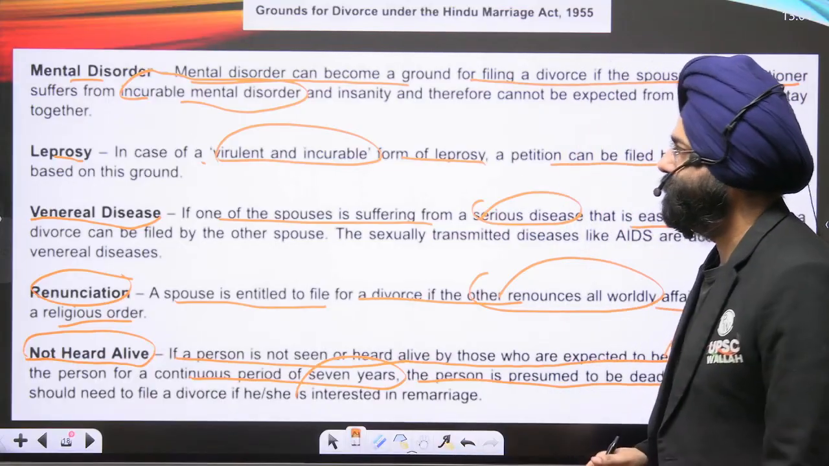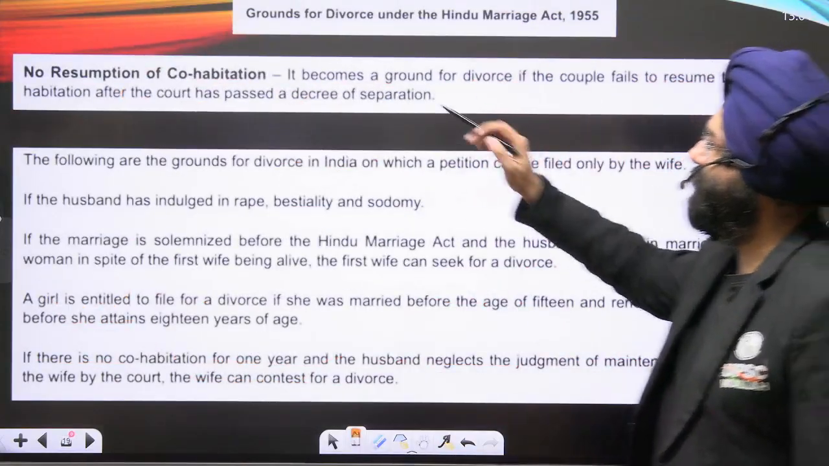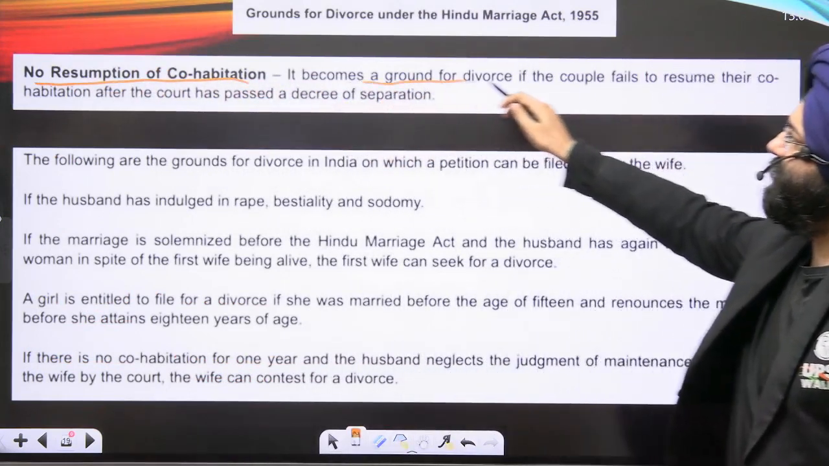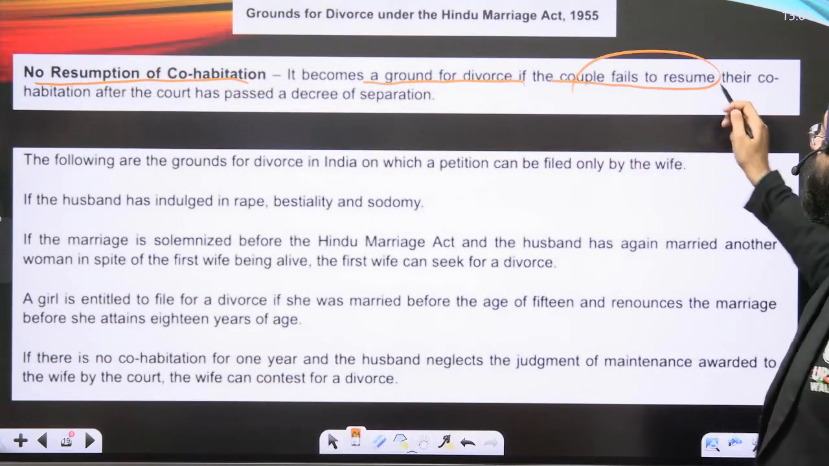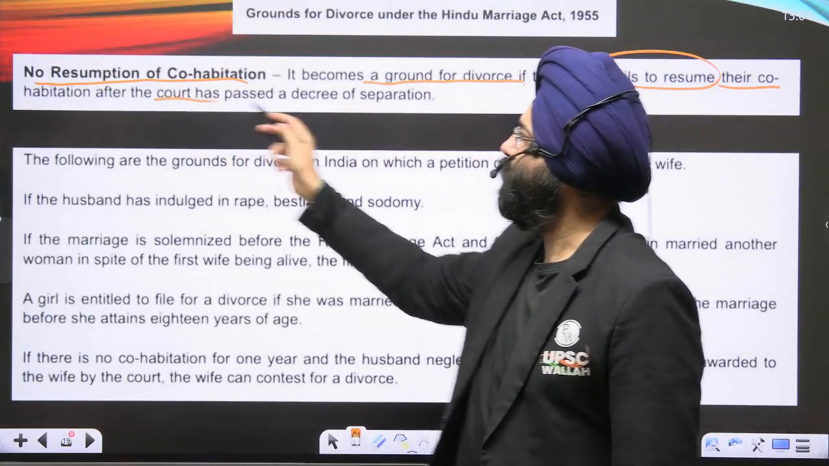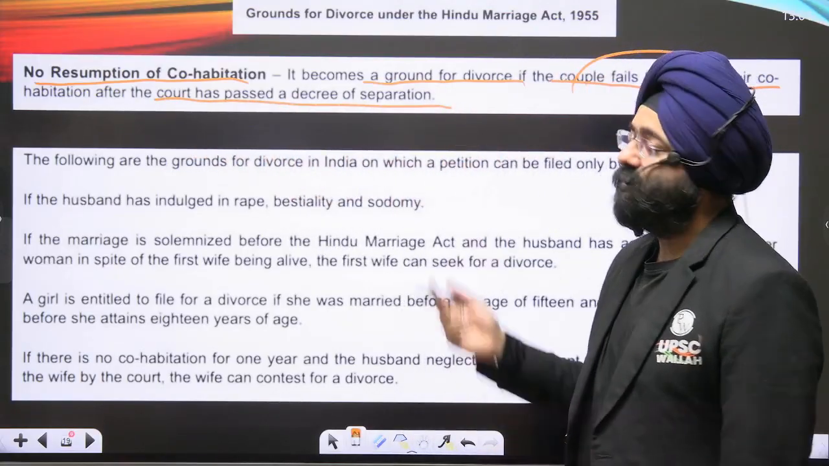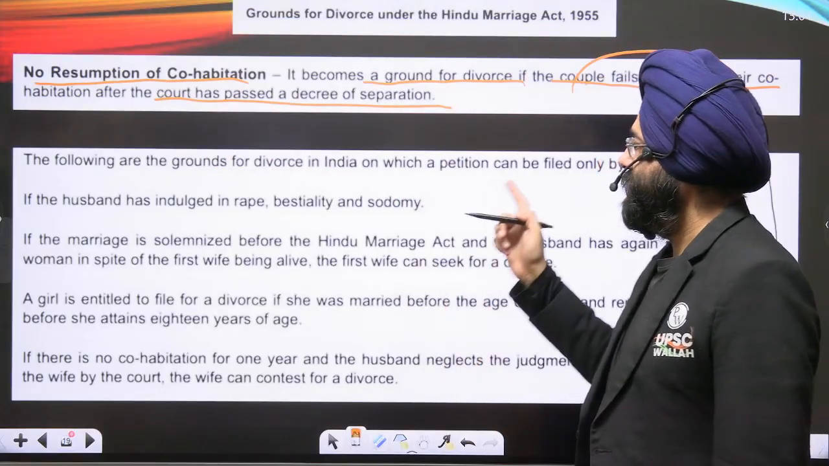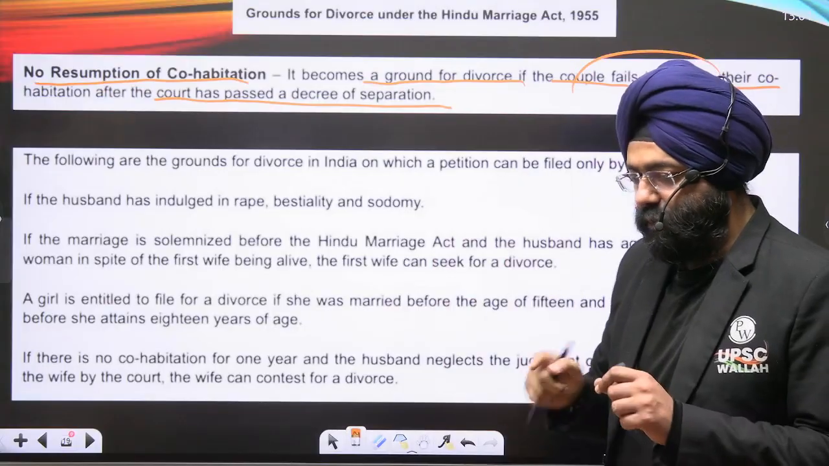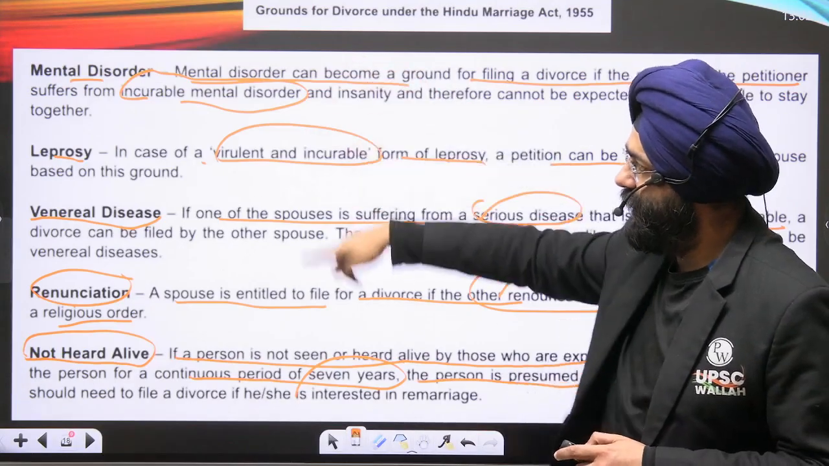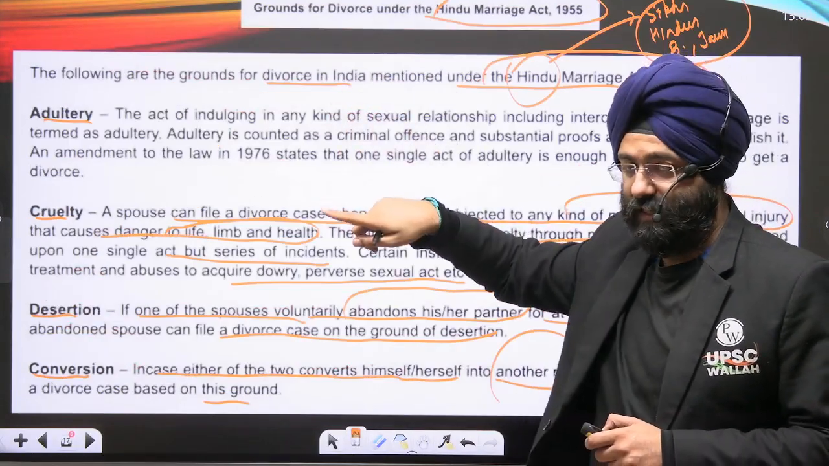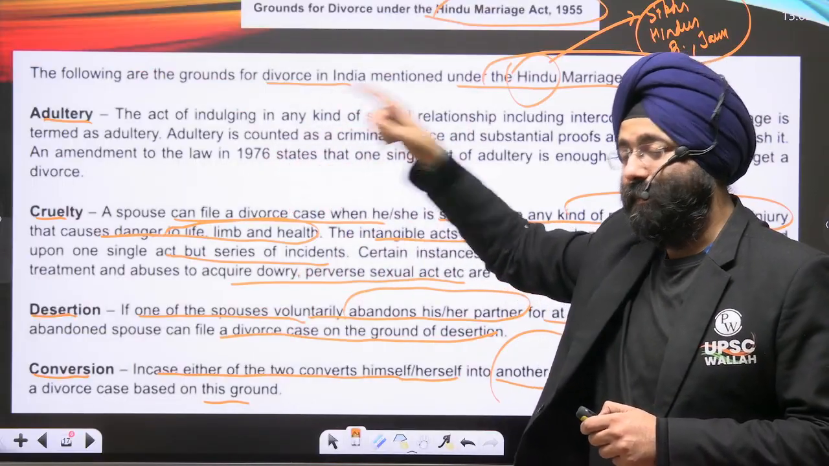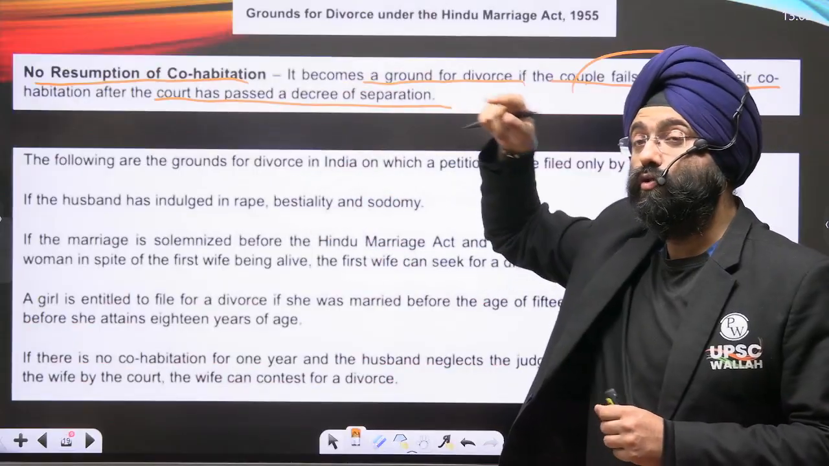Right, now see, one more ground for divorce is no resumption of cohabitation. It becomes a ground for divorce if the couple fails to resume their cohabitation after the court has passed a decree of separation. This is also one of the grounds for divorce. Please understand, all these grounds are for men and women both. A man can also file, and a wife can also file for divorce, but there are certain grounds on which only a wife can file.